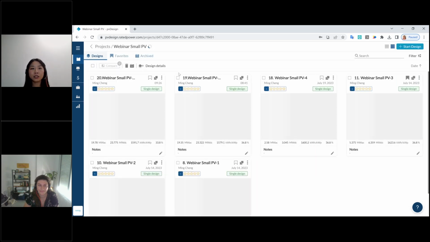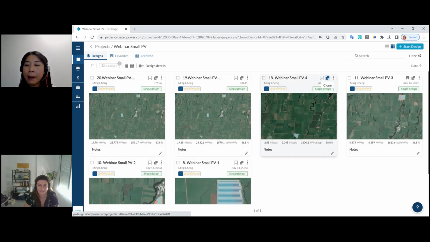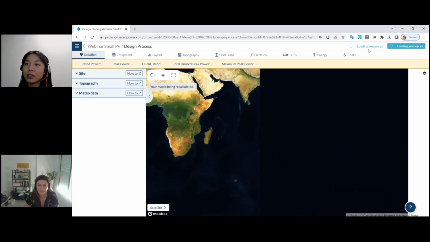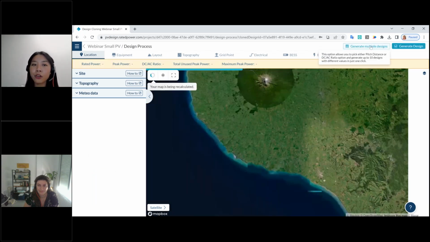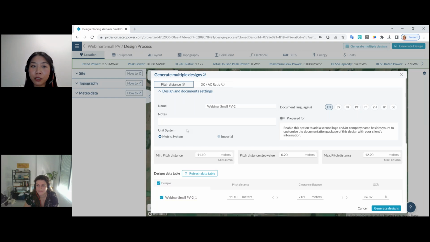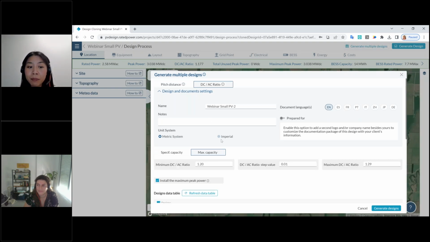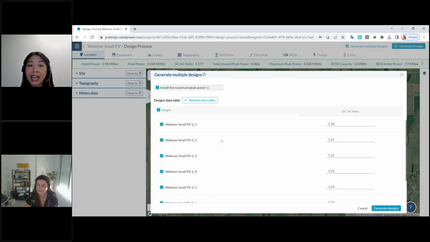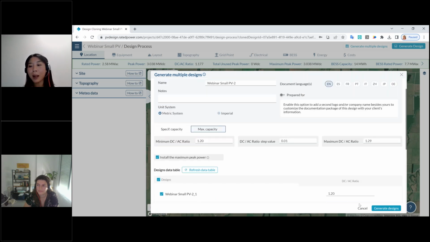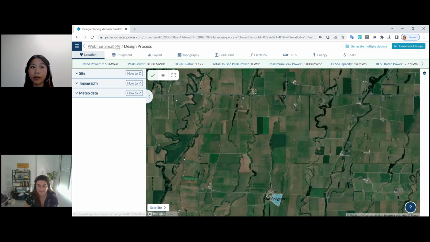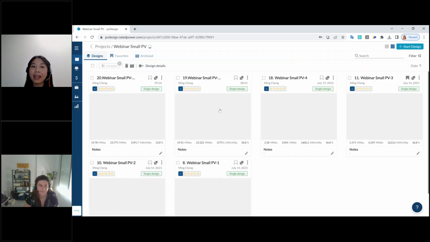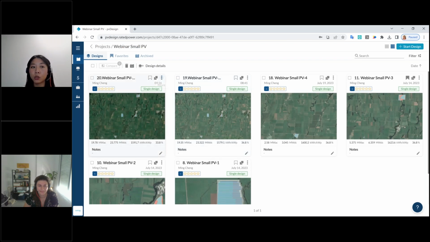Oh, I just remembered another tool, which is batch design, where you can generate up to 10 different pitch distances or 10 different DCC ratios for your design. And these up to 10 designs will run in parallel, simultaneously, and you will get the results at one time. And then you can use a comparison tool to compare.